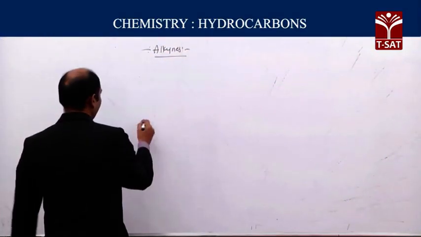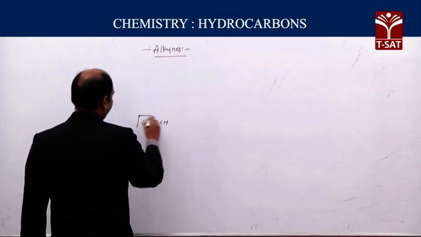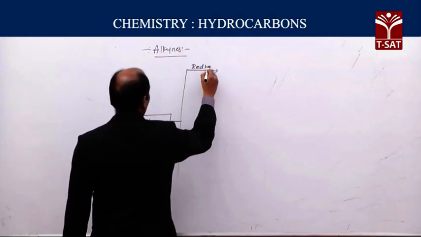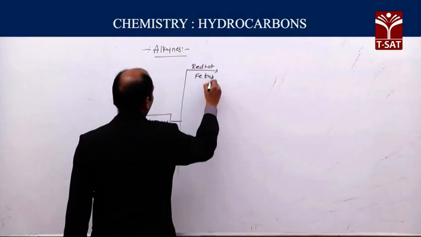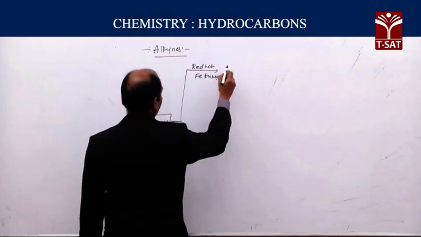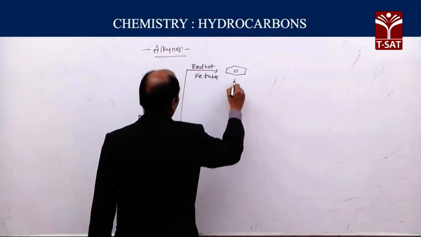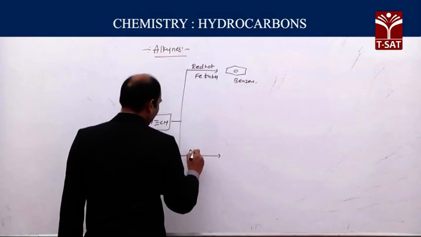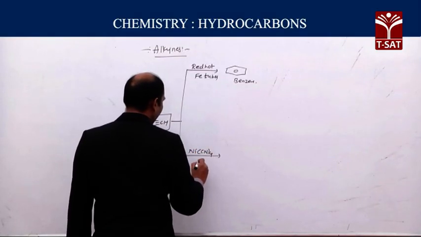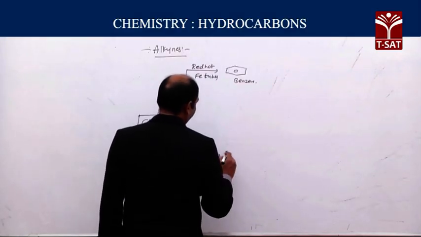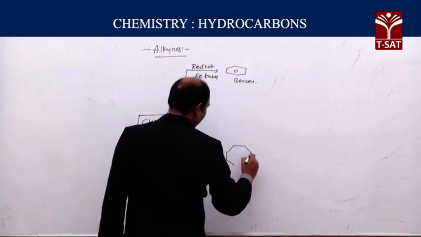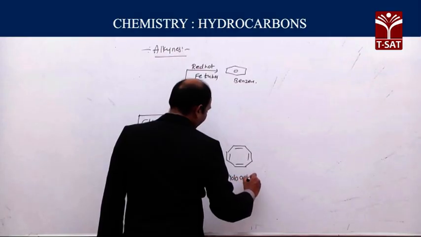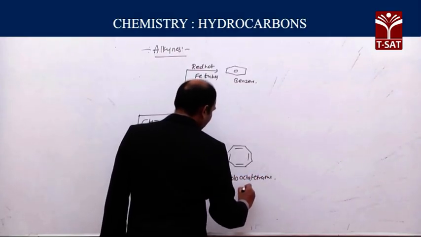Miscellaneous reactions. Suppose acetylene gas is passed through red hot iron tubes, what happens? Trimerization takes place. We get benzene. If acetylene is passed through nickel cyanide on heating, tetramerization takes place. We get cyclooctatetraene, which is called COT.